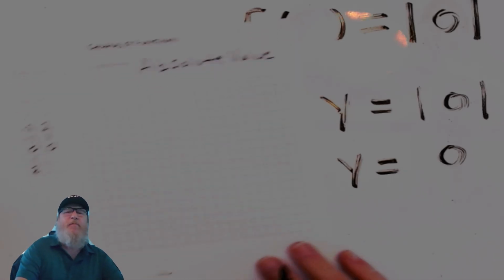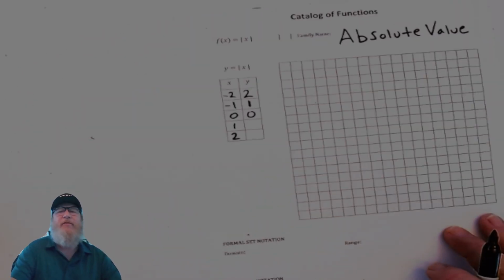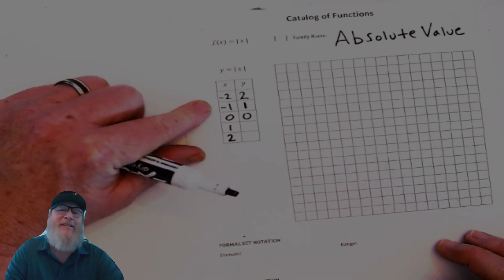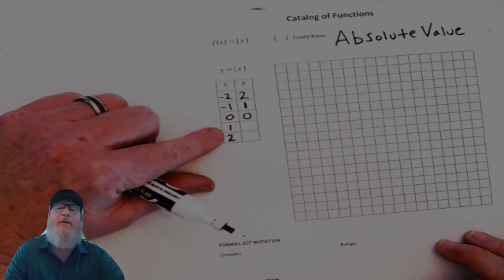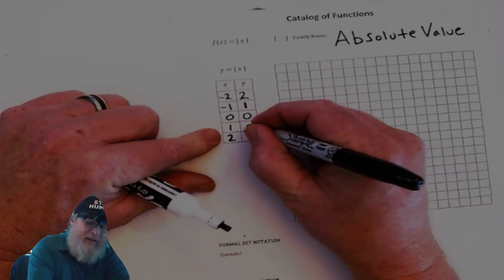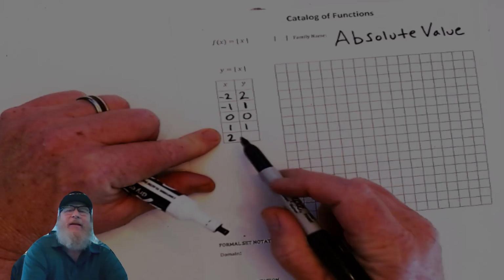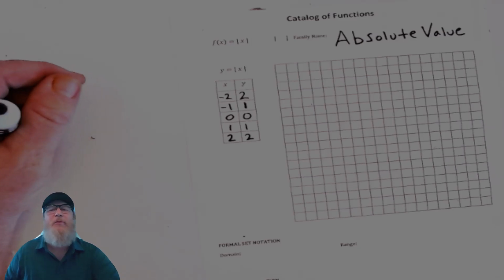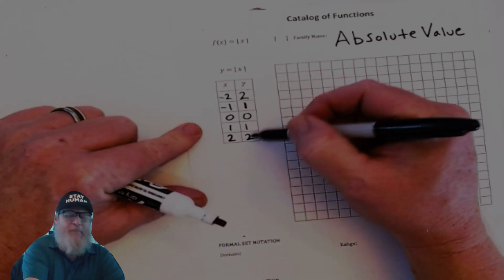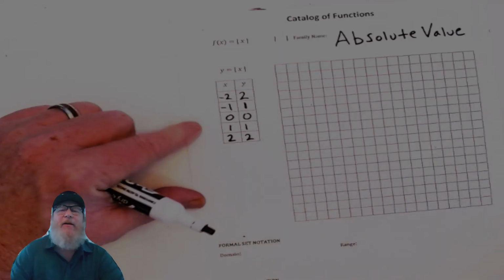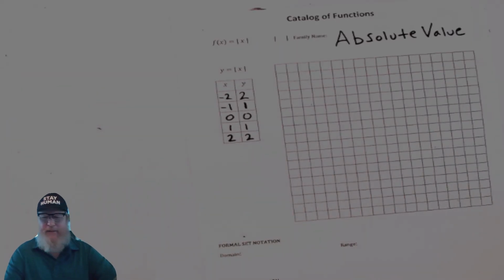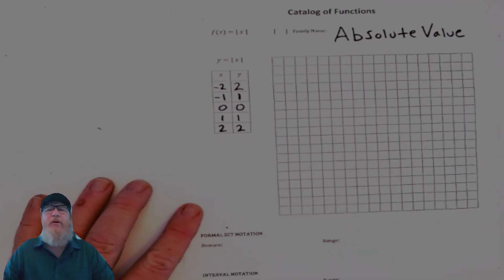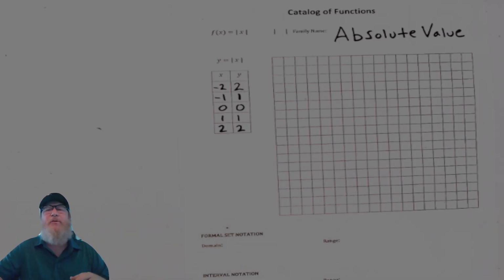We could do the next two mentally, if you like. Sort of the standard way to do it. When the input is a negative number, I like to show the math. When the input is a positive number, it's really not necessary to show the math. The absolute value of 1 would be 1, and the absolute value of 2 would be 2. So you'll notice something about the outputs. The y values are always positive. So we have a blank grid here, a Cartesian plane, and we're going to draw the graph.